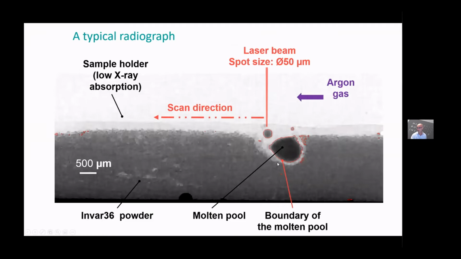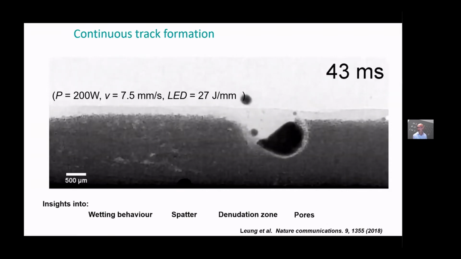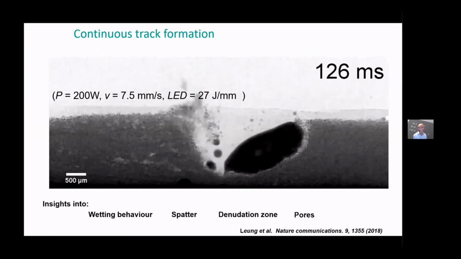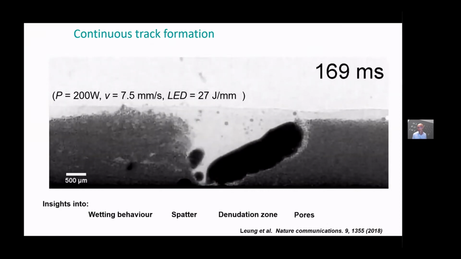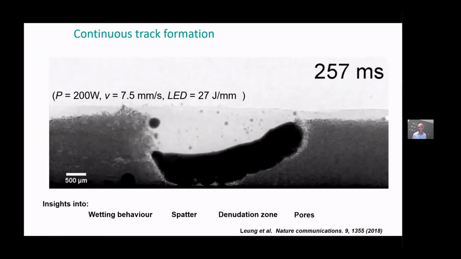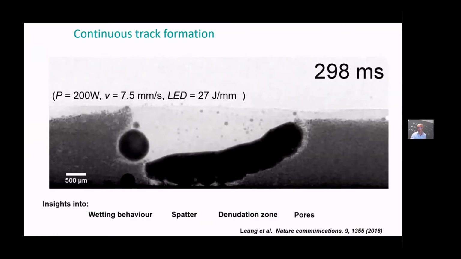You can see the molten metal. You can see the boundary between the molten metal and the powder, and the laser is moving from right to left across this image. And what you can see over many hundreds of milliseconds, you can see the molten metal, you can see the powder moving, you can see material being lost, you can see entrained defects.